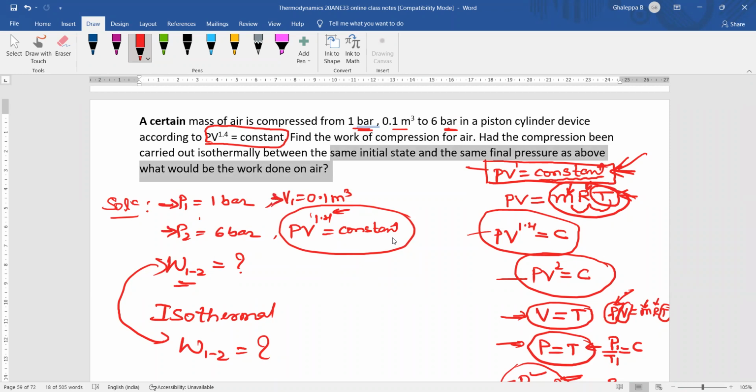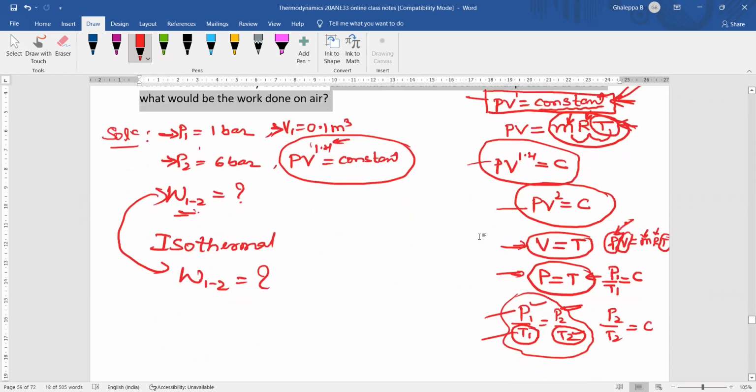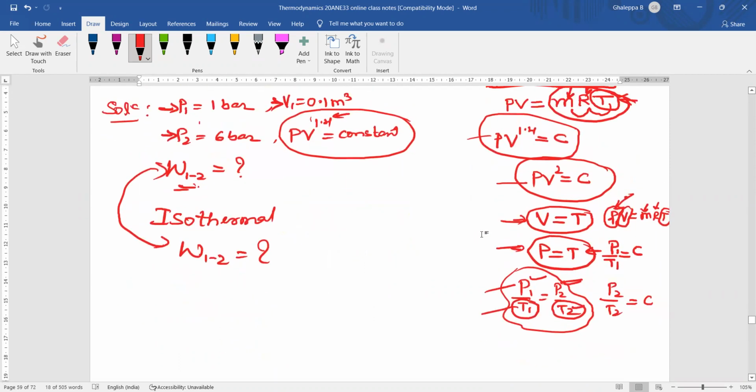Calculate work done. How much will be the value of work done in both the cases? Now you help me to calculate work done using the first condition, case number 1. There are 2 cases. Work done during 1 to 2. What is the name of the first process?